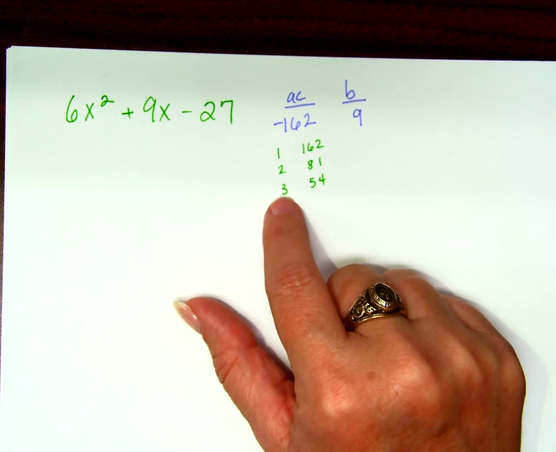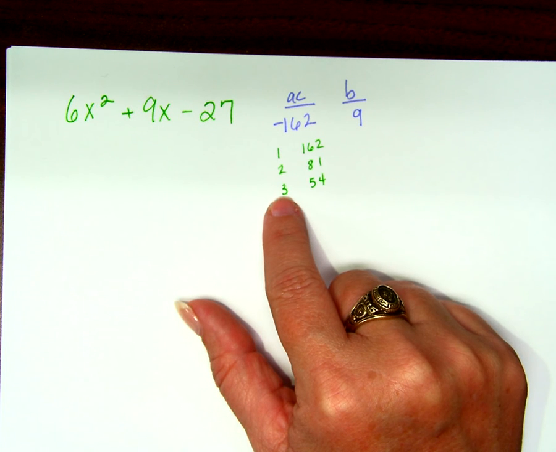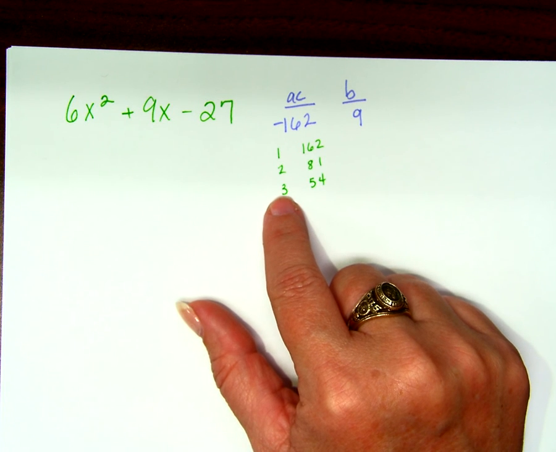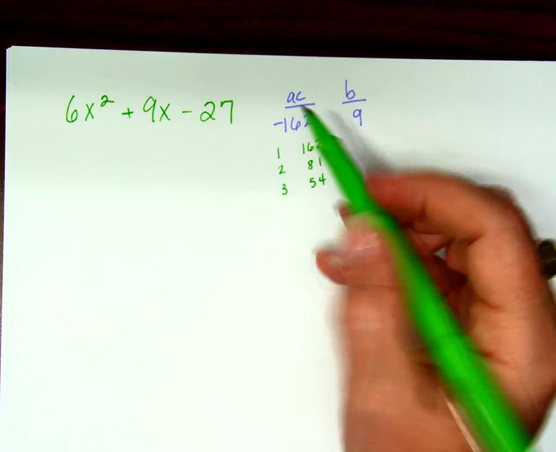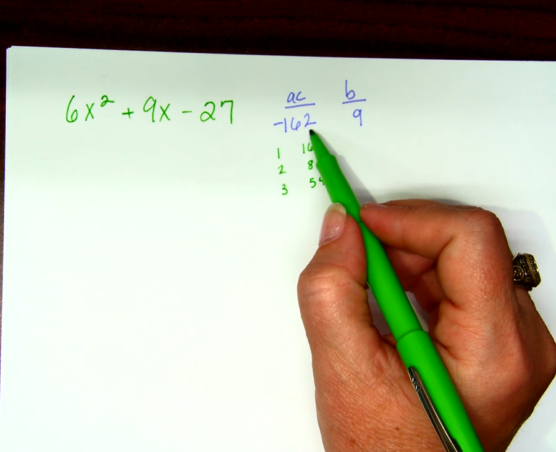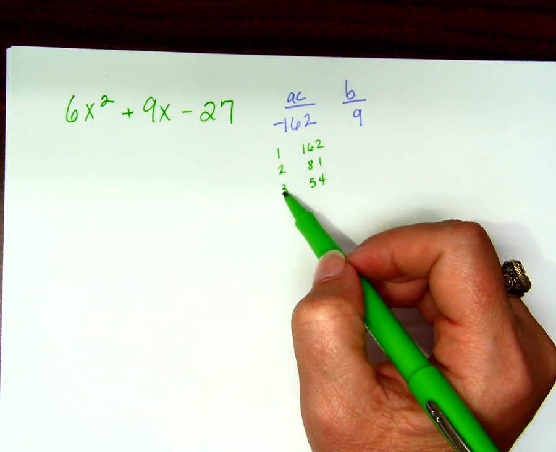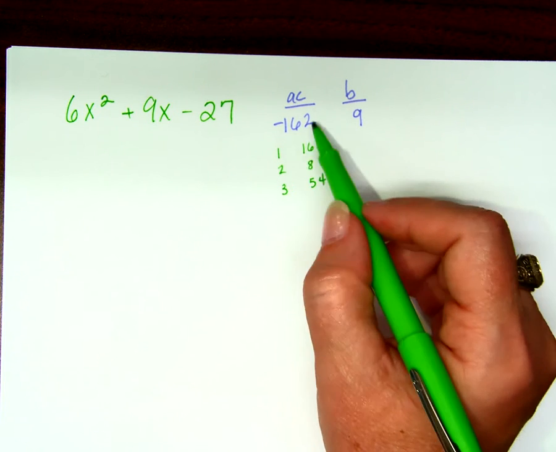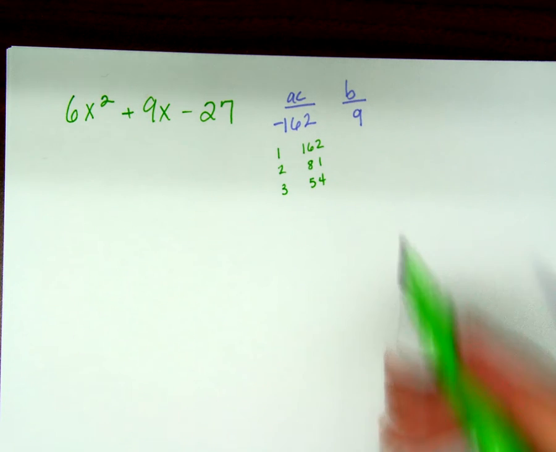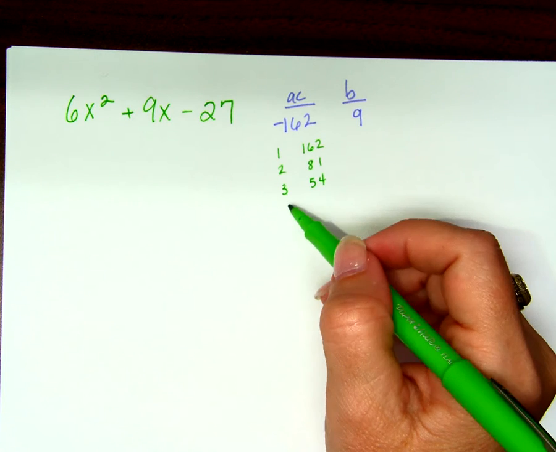Do you know how to tell if a number is divisible by 3? If all the digits add up to a multiple of 3. What's 1 plus 6? 7. Plus 2? 9. Is 9 divisible by 3? Yes. Then so is this number. Is that something new to you? Well, good. That's awesome.